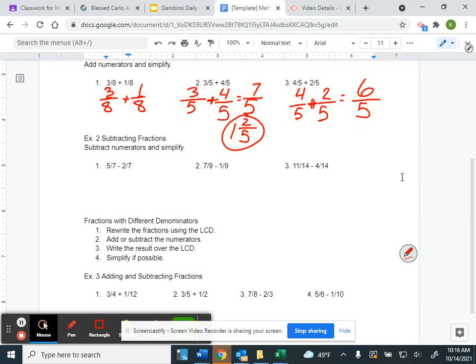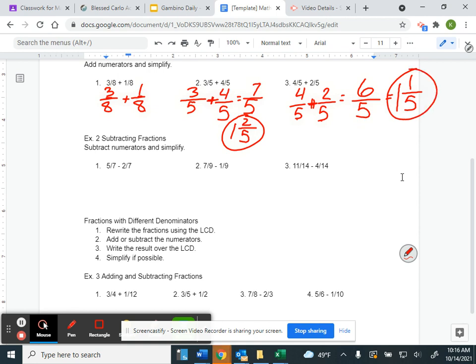Am I done? I heard some no's. Why am I not done? What's wrong with this number, Regan? It's improper and Mrs. Dawson wants proper. So how many times can I take 5 out of 6? One time. How many is left over? One left over. Denominator stays the same.